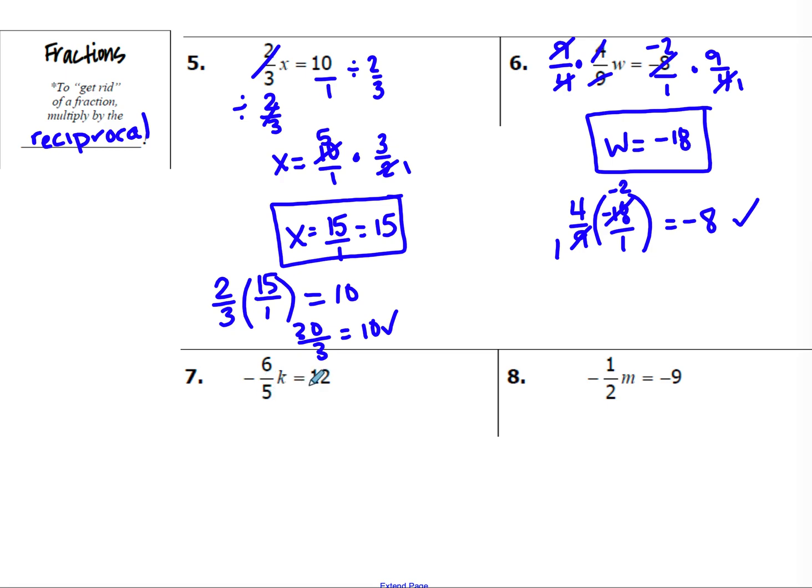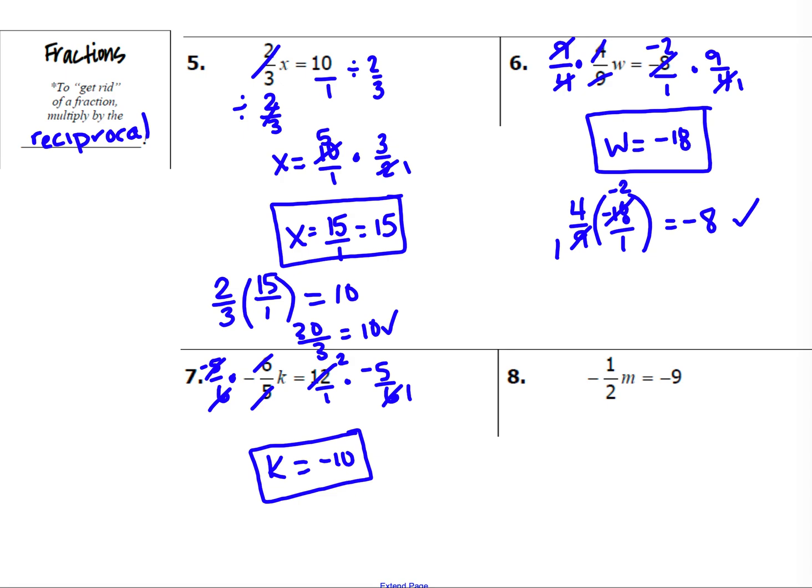-6/5 k equals 12. I'm going to multiply by the reciprocal, -5/6. This has got to be over 1, 12/1, -5/6. The 5's cancel out, the negatives cancel out, the 6's cancel out, and leave me with k. Here, 12 and 6 cross cancel. 12 divided by 6 is 2. 6 divided by 6 is 1. 2 times -5 is -10. 1 times 1 is 1. So I have k equals -10.